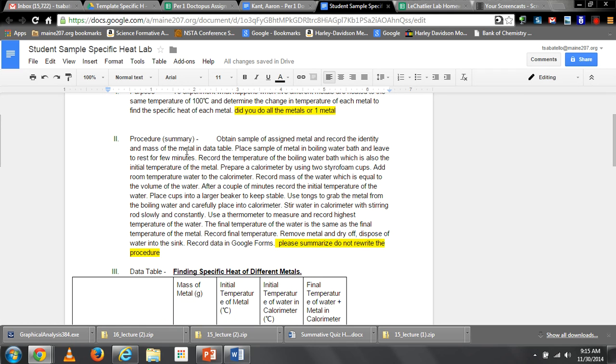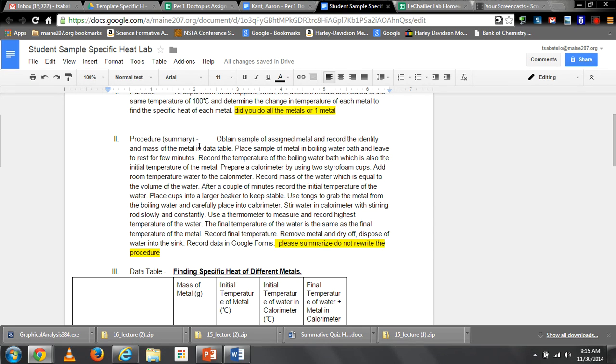Roman numeral 2, the procedure should be a summary. It should not be a retelling or rewriting of the procedure. I'm going to read a couple lines to show you how it's rewritten. For example, the student writes, "Obtain sample of assigned metal and record the identity and mass of the metal in the data table, and place the sample of metal in boiling water and leave to rest for a few minutes. Record the temperature of the boiling water bath," and so forth. So the student is rewriting the procedure, when in fact it should be a summary.